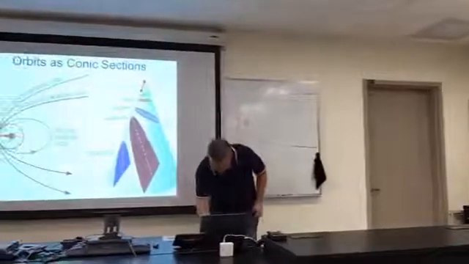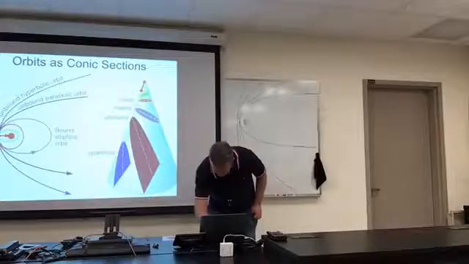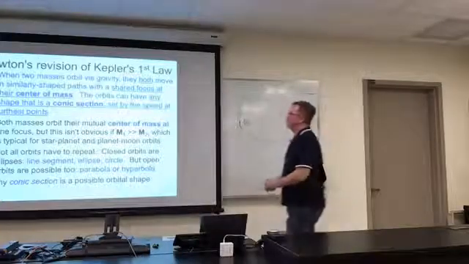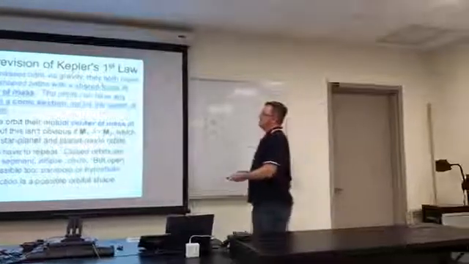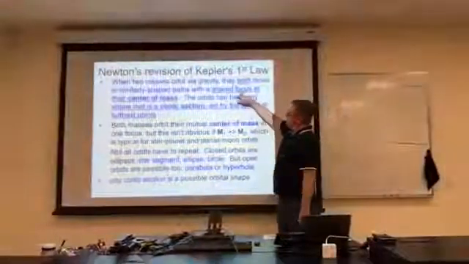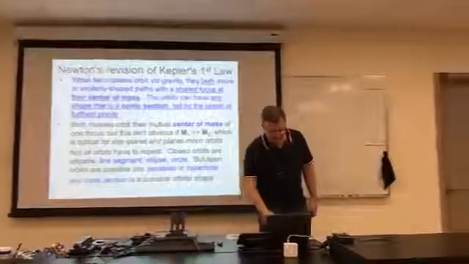All right, the other part of Newton's version of Kepler's first law is that both objects are orbiting each other, and they orbit a shared focus at their center of mass. So what does that mean?